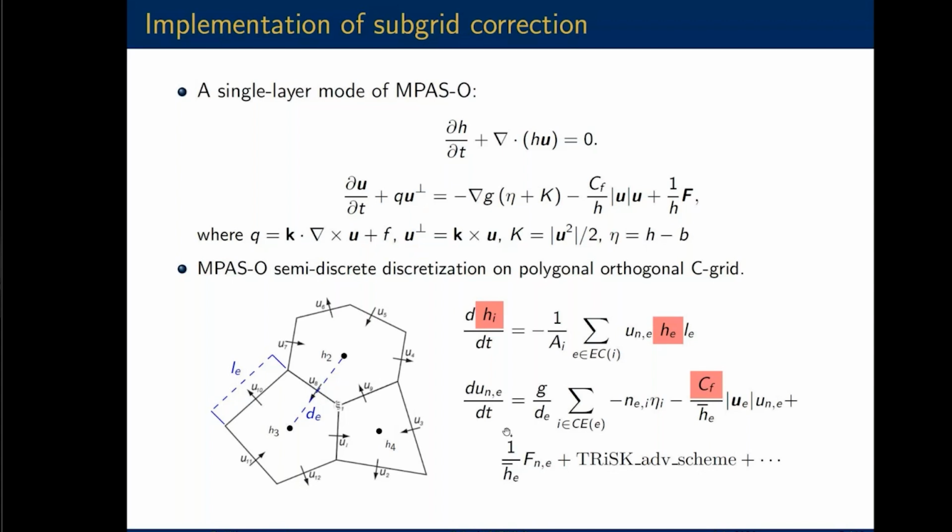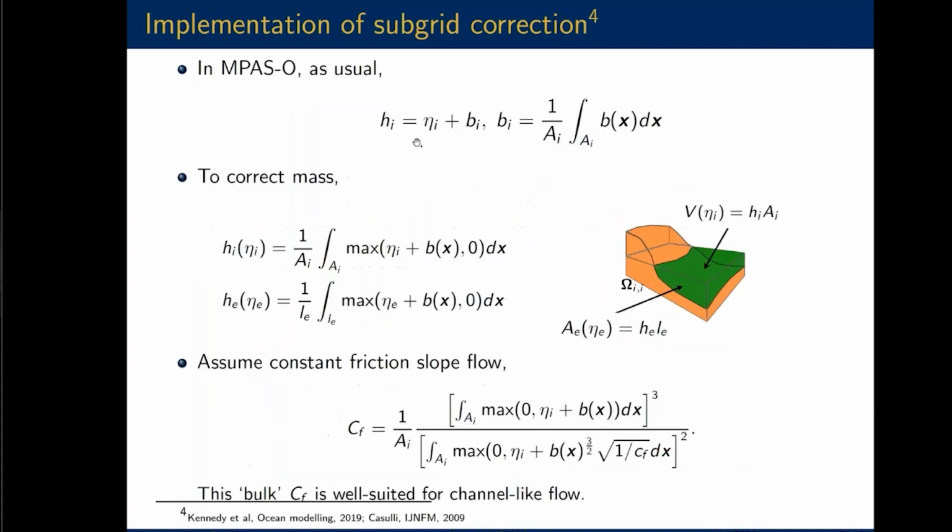So in MPAS-Ocean, as usual, the layer thickness, surface elevation and bottom depth are related by this equation. Basically, the layer thickness is a combination of surface elevation and bottom depth, which is one value per cell. And the bottom depth can be defined using different methods, and one of them is through area averaging. So to include subgrid, to correct mass, we change the definition of the layer thickness.